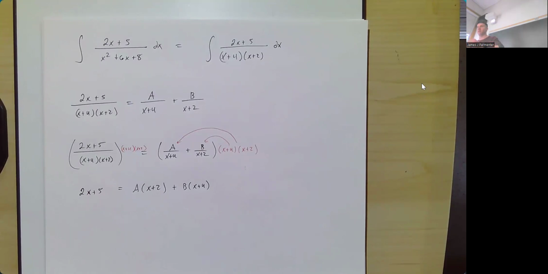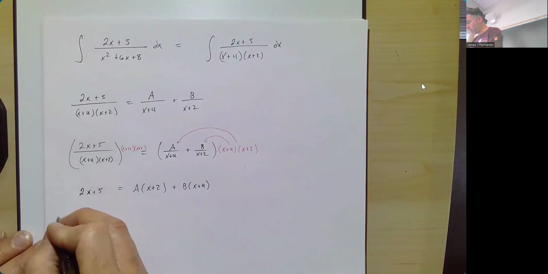So let me ask both of you, those of you on campus as well as on Zoom: what value of x could I pick so that this term was no longer there? What would x need to be so that the a was gone? -2.